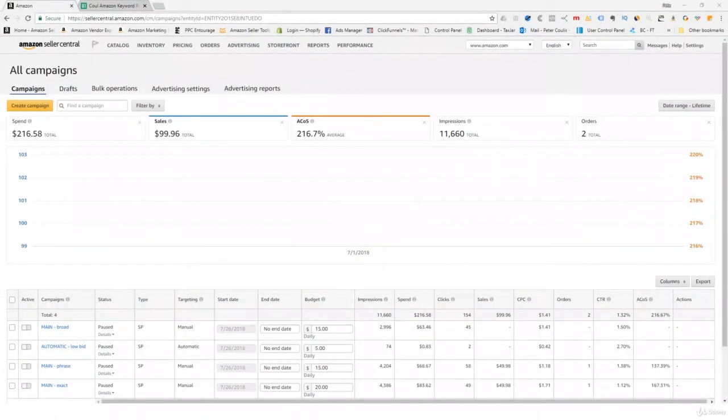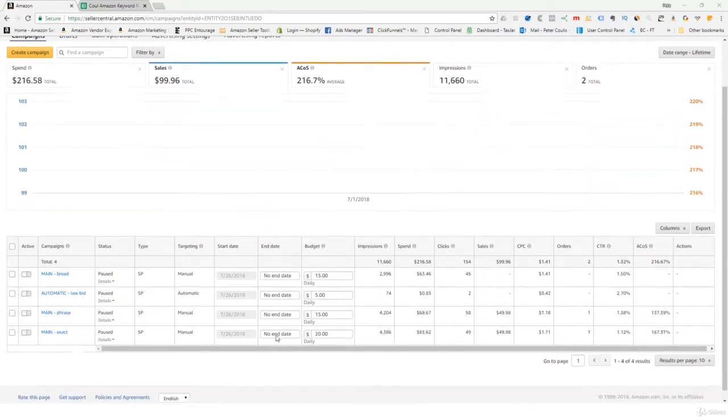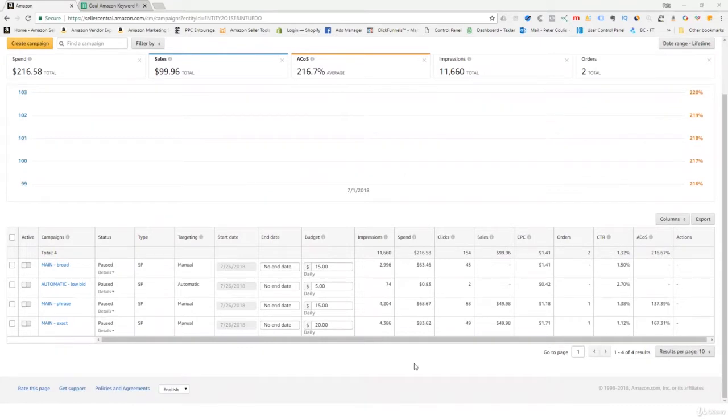All right, guys, we're back at our sponsored ad campaign dashboard. As you can see, I've already run some campaigns just for testing purposes. They're not running now; they are inactive. So this was done just to show you what my campaign structure looks like.